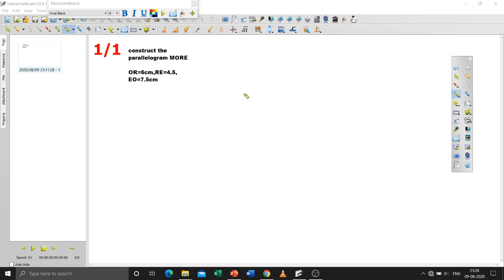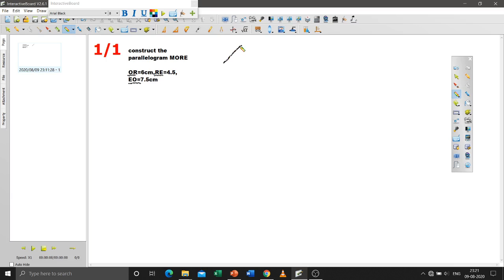We want to construct a parallelogram MORE in which OR is equal to 6 centimeter, RE is equal to 4.5 centimeter and EO is equal to 7.5 centimeter. So before any construction, first step is this. First of all, we'll draw the parallelogram.